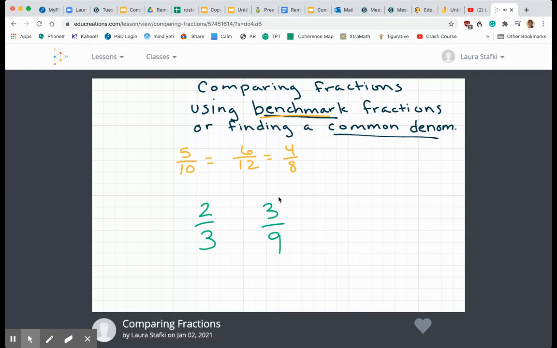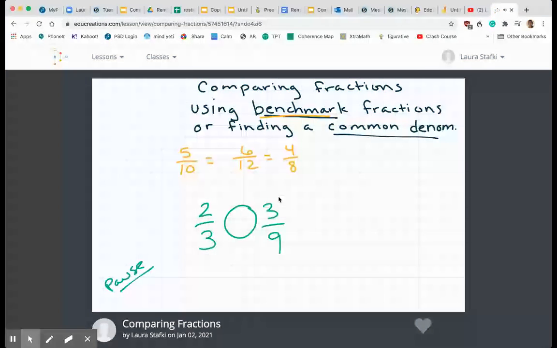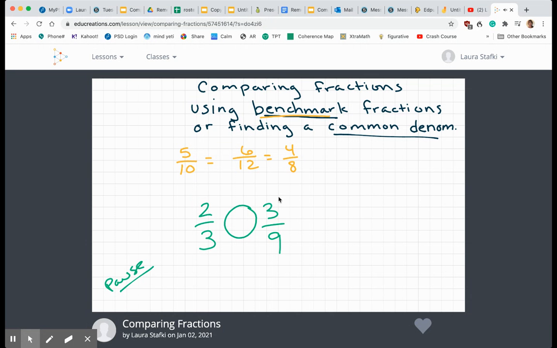Okay, here's one for you to try. And right in that green circle, you're going to be thinking to yourself, what's my answer going to be? Pause your video. Okay, this one was difficult to use the benchmark fraction with. Not really, actually. This one's easy to use the benchmark fraction with.